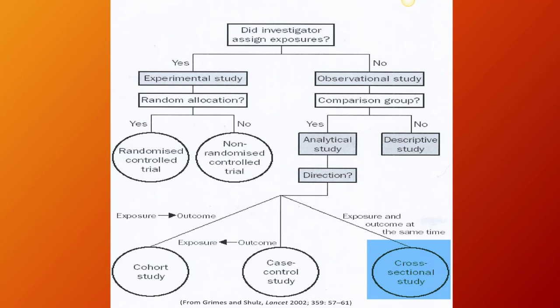Cross-sectional studies do not have control groups, but look at the entire population studied at a specific point in time, providing a snapshot of the prevalence of outcomes and exposures at that time.